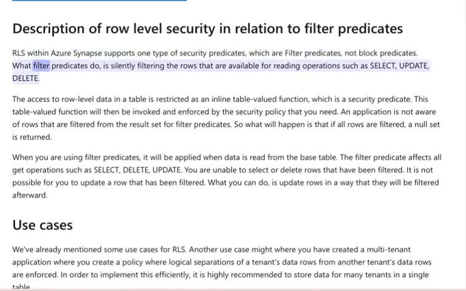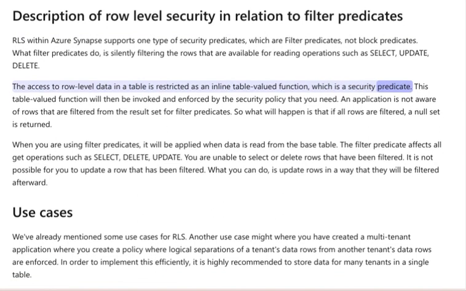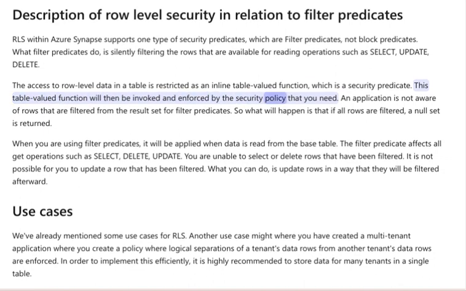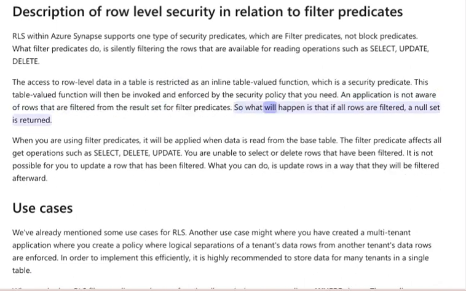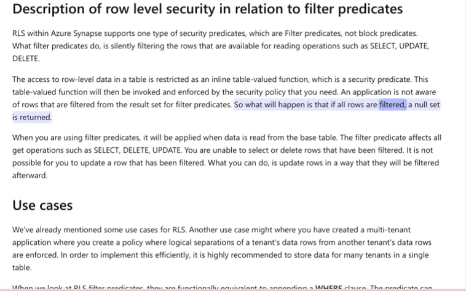What filter predicates do is silently filter the rows that are available for read operations such as select, update, and delete. The access to row-level data in a table is restricted as an inline table-valued function, which is a security predicate. This table-valued function will then be invoked and enforced by the security policy that you need. An application is not aware of rows that are filtered from the result set for filter predicates. So what will happen is that if all rows are filtered, a null set is returned.